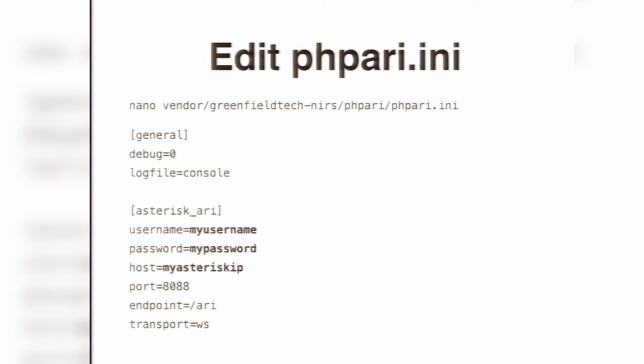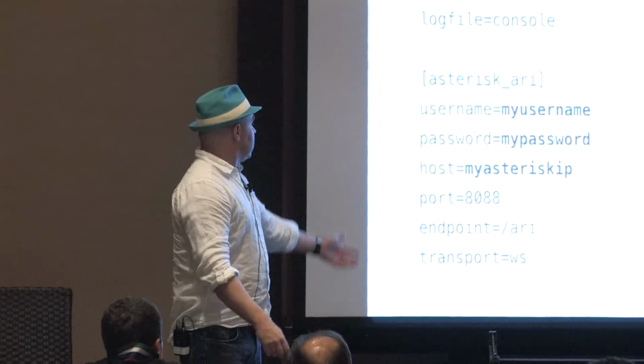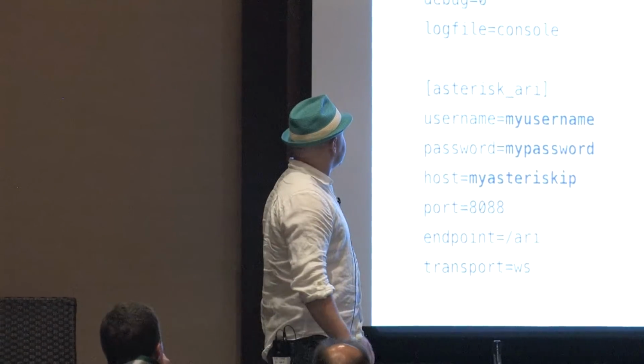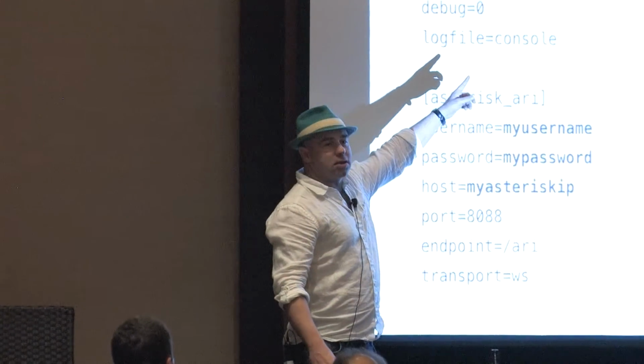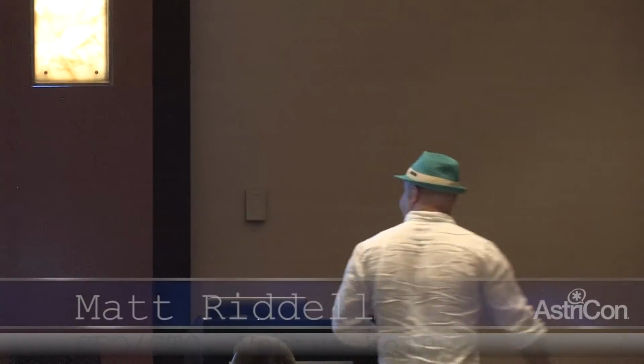Okay, so inside there, there's a phpari.ini file, and that configures where it's going to be talking to. So you've got your username and your password, just like we typed in the browser, and the host. Everything else is pretty much the same. You've got a WebSocket transport. You can specify that it's logging to a file, or you can specify that it's logging to the console. For this example, we've just got it logging to the console.